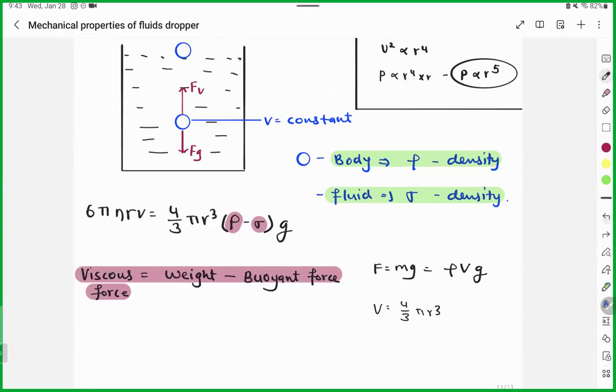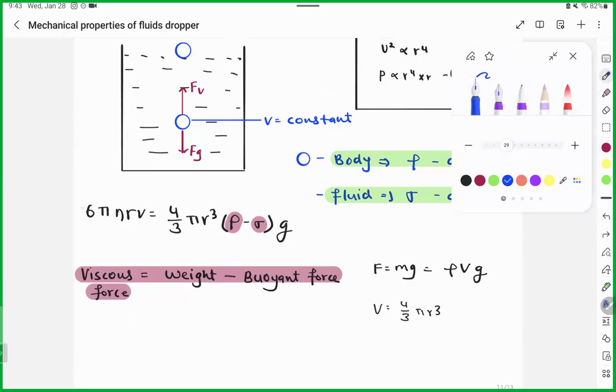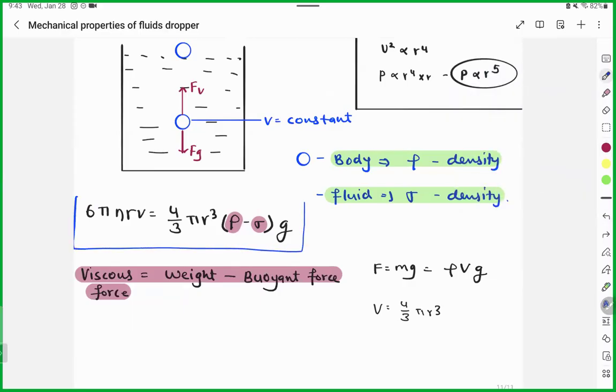Last year when I taught the same topic, I just focused on one point. Don't try to memorize the formula of terminal velocity. You will be confused. Just focus that the upward force, viscous or frictional force in this case, will be equal to the weight in the downward direction minus the buoyant force upward. Net downward will be equal to net upward. Net upward is viscous force, net downward is weight minus buoyant force. Anybody have doubt? Don't focus on what you are writing, focus on what you are listening, and do you have any doubt in the understanding?